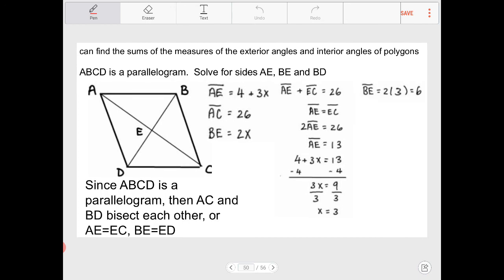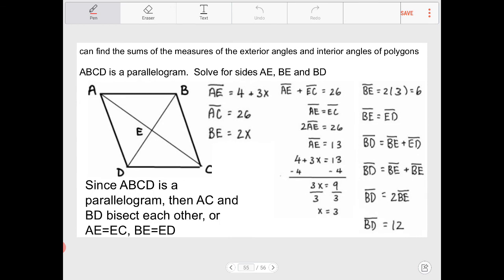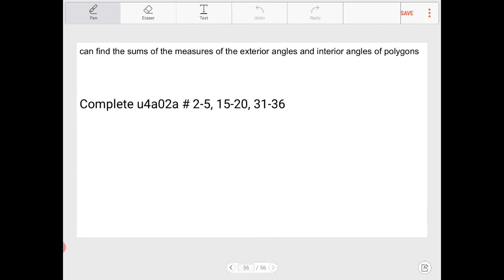And if BE is equal to 6, we can also figure out what BD is, because BD is going to be double that of BE, because we know that diagonals bisect one another. So therefore, BE and DE are the same. So therefore, BD will equal 2 times BE, or BD is equal to 12. And that's it.